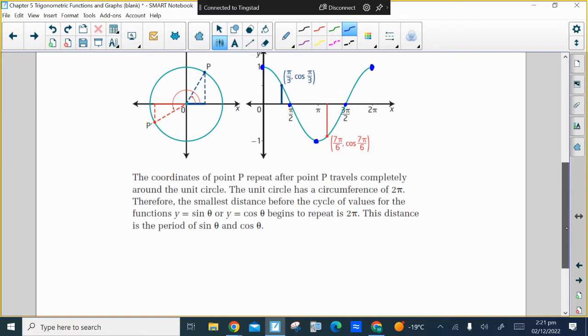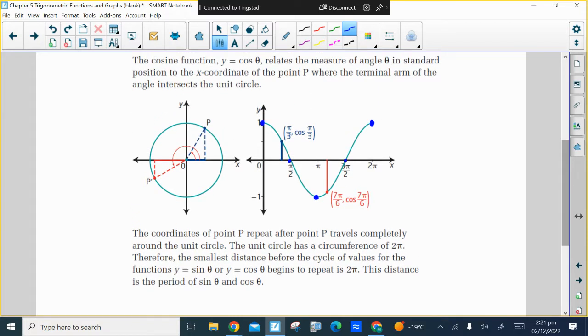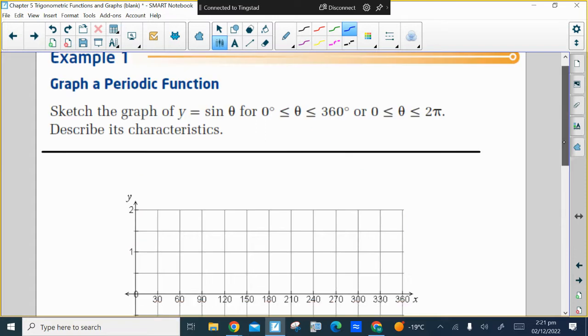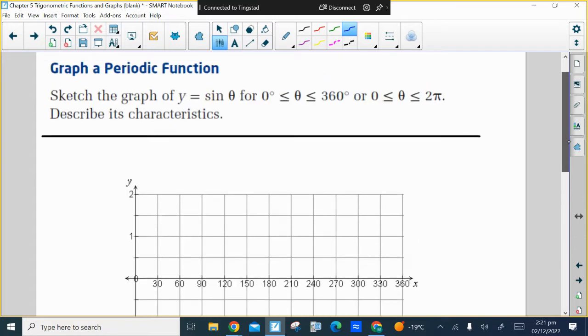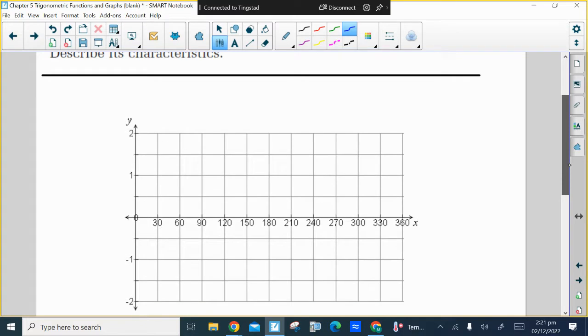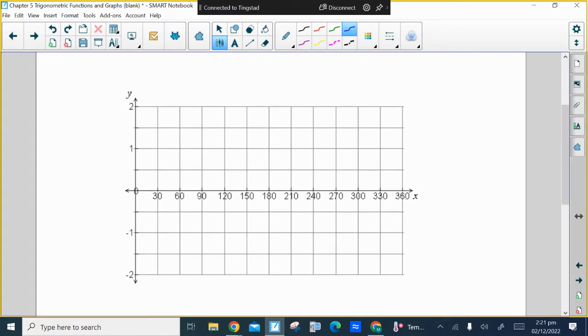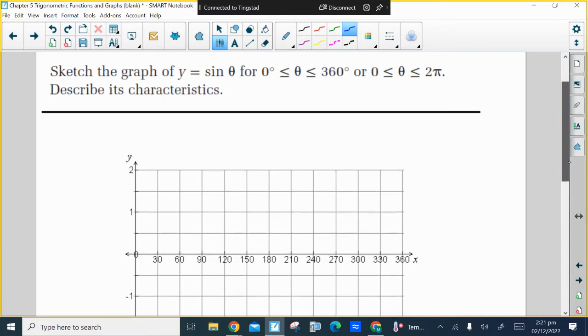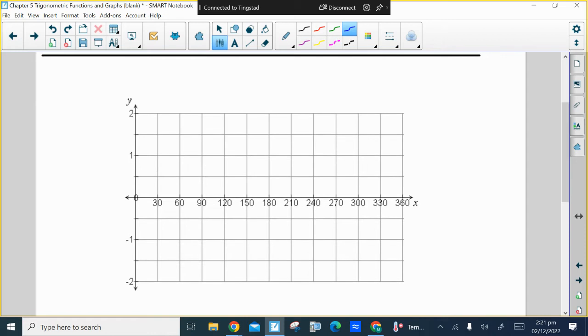Okay? So we can get the graph of sine theta, the graph of cosine theta from the unit circle if we want, or we could also do a table of values if we wanted to, and just plug in numbers in our calculator. If we're working in degrees, we'd have to be in degree mode. If we're working in radians, we'd have to be in radian mode. But we've seen that the graph of sine theta between 0 and 360 degrees looks the same as it does between 0 and 2 pi radians.